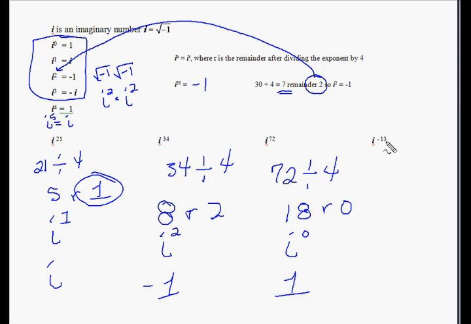I to the -13th power. Well, if you notice, I started my list at 0 and I worked my way down. A negative exponent is a little hard to work with. So if we add any multiple of 4, like 16, then we'll have I to the 3rd power. And then we can look that one up in the chart, and that is -I. So anytime you have a negative exponent, just add enough 4s so that you're looking at a positive exponent, and then you can determine what's happening.